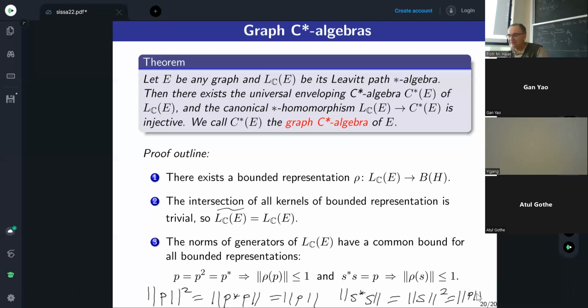The moment you establish that there is a bounded representation, which is a nice construction, and you do a lot of hard work proving that the intersection is 0, which takes some graph theory, then completing this tilde is trivial because the bound exists. And this is where we will pick up next time.